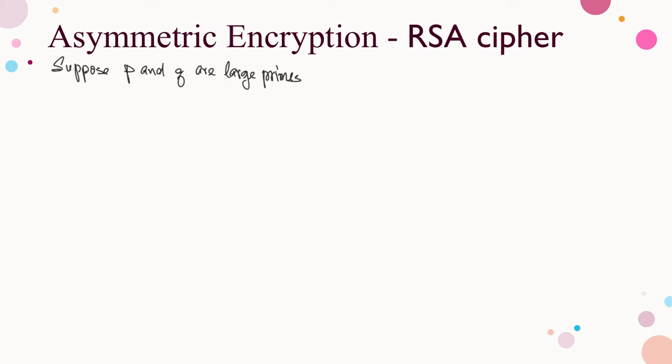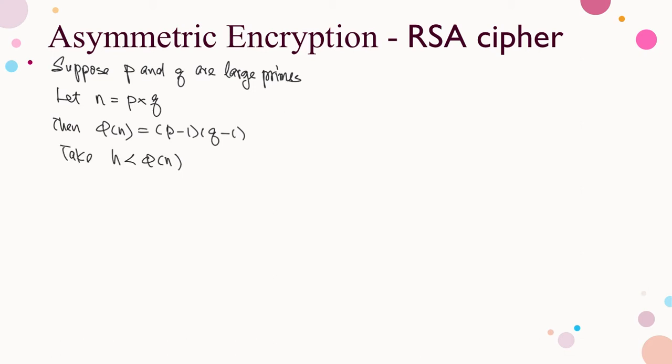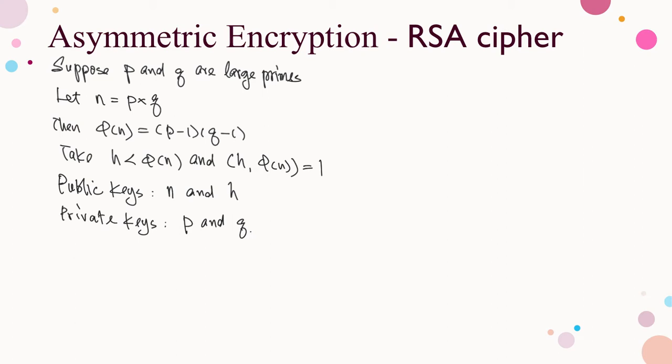Suppose p and q are 2 large primes. Let n equal p times q. Then the number of positive integers less than n that are relatively prime to n is given by phi(n), that is, (p minus 1) times (q minus 1). Take a positive integer h, which is less than phi(n), where h and phi(n) are relatively prime. We get the public keys as n and h, and the private key as p and q.